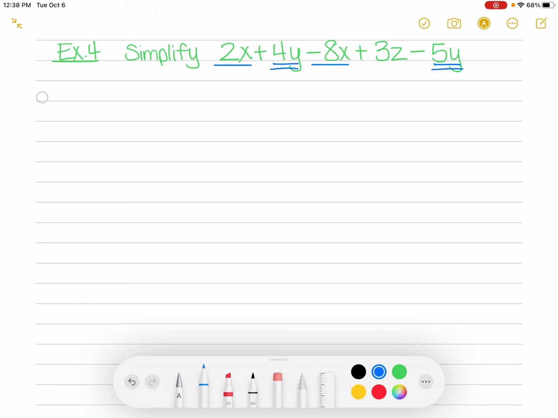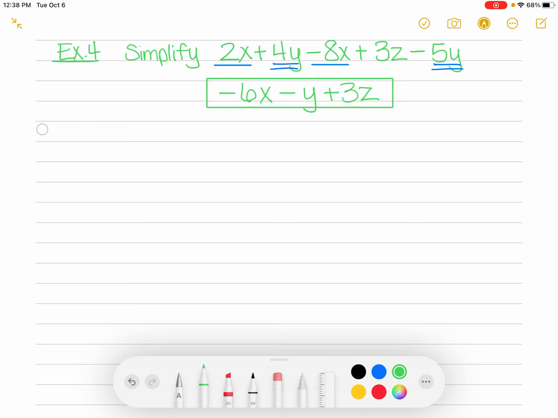Now remember, we talked about descending order. That's also in our alphabetical order. So we have x, y's, and z's. So we're going to do x's first. Okay, the x is 2x minus 8x. So that's going to be negative 6x. Then I have 4y. So now I'm going to do my y's. 4y minus 5y is negative 1y, which I can just write as minus y. And then last is the z, which is already there. Okay, if you got this, then you did it right.